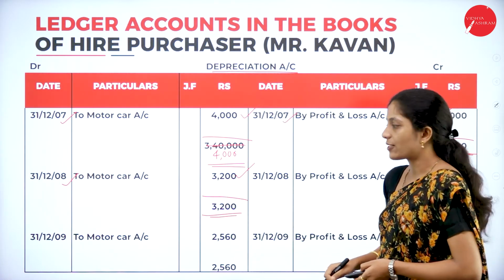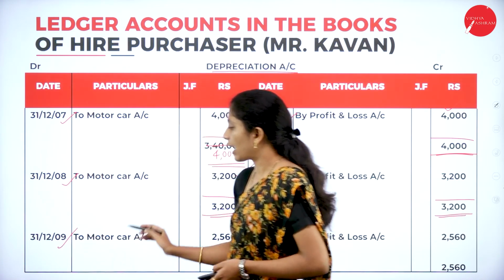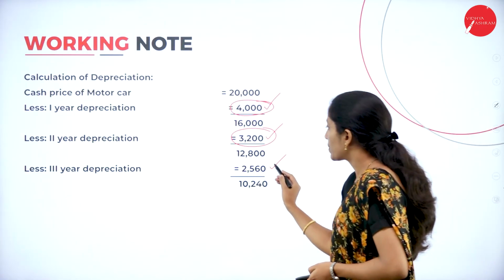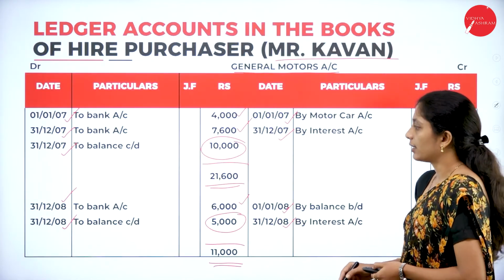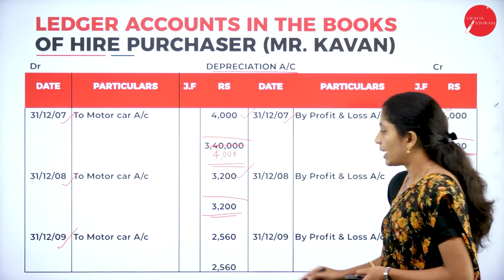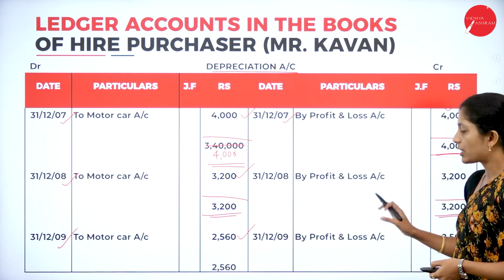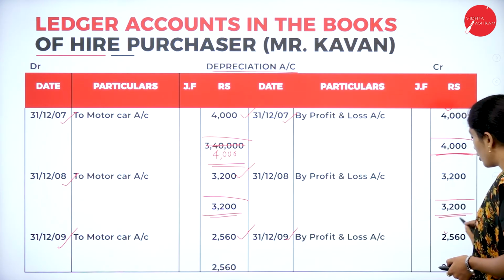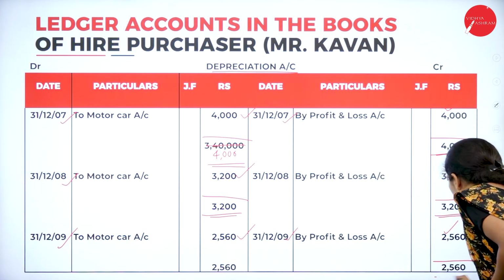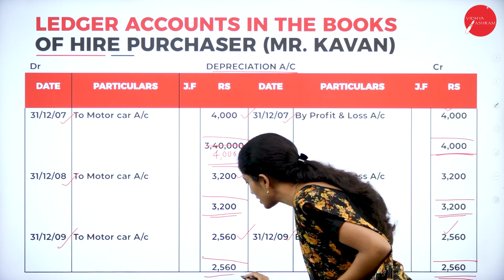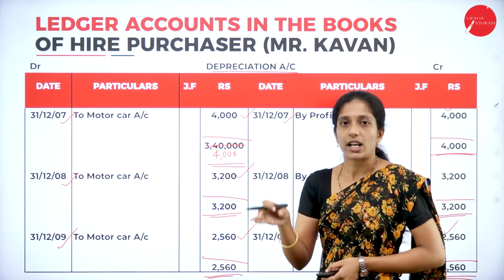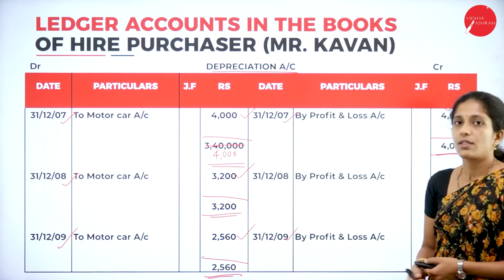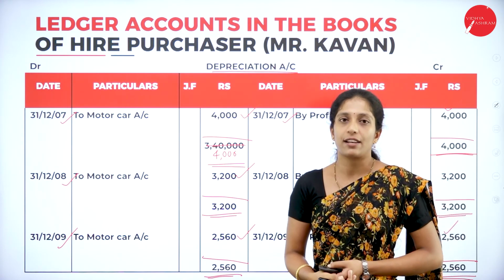In the same way for the last year. So depreciation account debit to motor car account. So what is third year depreciation? So third year depreciation is how much? 2,560. So record that 2,560. Transfer that depreciation to profit and loss account, 31st/12/09 by profit and loss account 2,560. Now calculate both the sides, you will get the same. That is the amount of depreciation. So after charging the depreciation, that amount has to be transferred to profit and loss account. So this is how we are going to prepare the depreciation account.